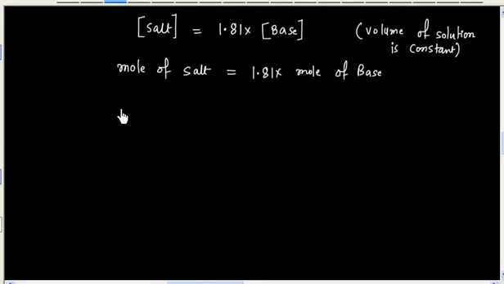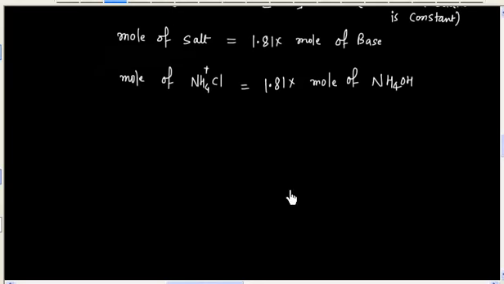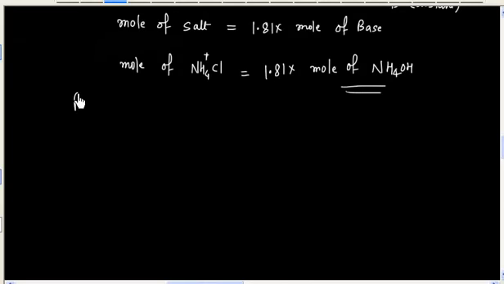Now for this buffer, ammonium chloride is the salt and ammonium hydroxide is the base. So we can say per mole of ammonium hydroxide, 1.81 mole ammonium chloride is needed.